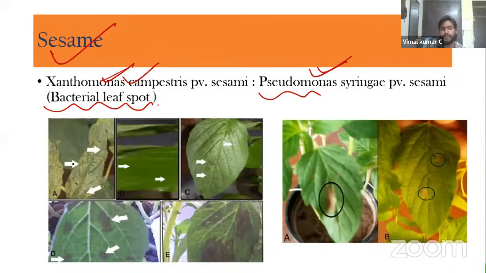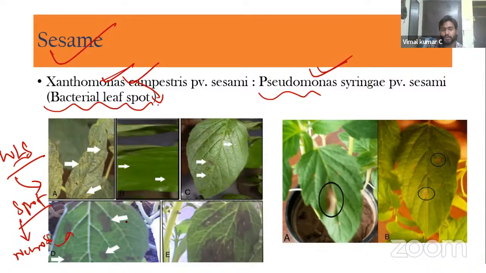So when it comes to Xanthomonas, here you can see it also starts from a minute water-soaked lesion, right? Then it will become spots. Okay, so you can see spots will become necrosis, just like this black color. Okay, then here you can see the black colored necrosis. Then it will progress into a large area, right, with a gray center. Okay, this is with respect to Xanthomonas.